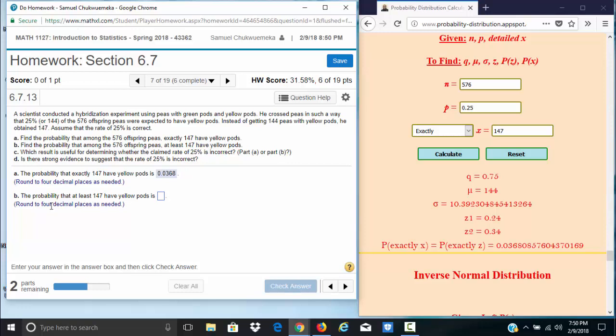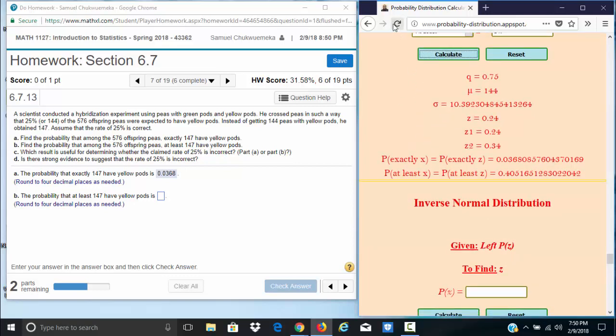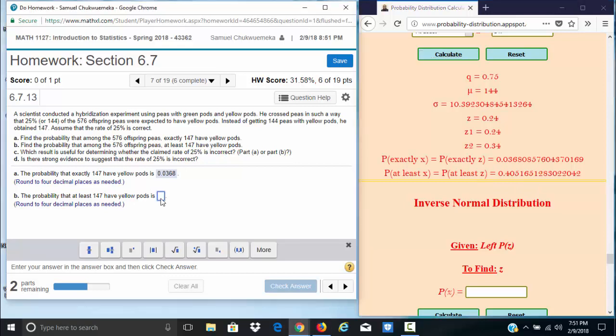Then the next one is the probability that at least 147. I don't need to refresh because it's the same basic question, just the second part of the main question. So I just select at least and I click calculate. Why I usually refresh is so I don't have the previous answers, but because these are parts of the same question, it's fine. So the answer to the B part would be 0.4052.